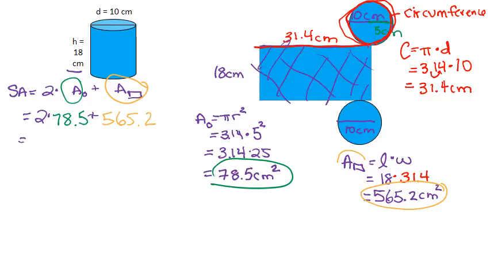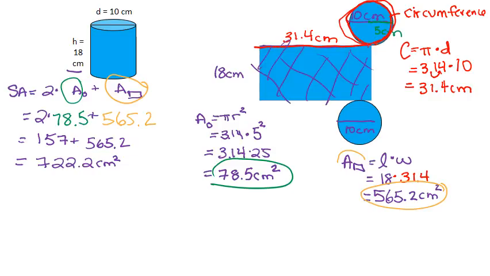First, I multiply my 2 times my 78.5, and that's going to give me 157 plus 565.2, and when I add those together, I get a total of 722.2 centimeters squared. So that's the surface area of my cylinder here.